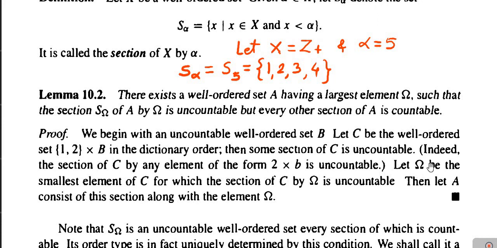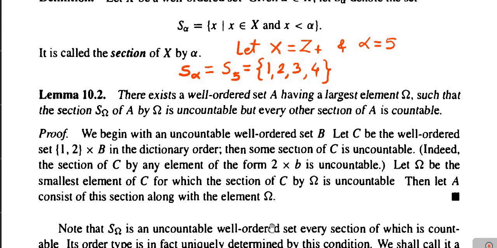Next, let omega be the smallest element of C for which the section S omega of C by omega is uncountable. Then let A consist of this section along with the element omega. This proves that the section S omega of A by omega is uncountable, but each and every remaining section will be countable. So like such is the lemma 10.2.